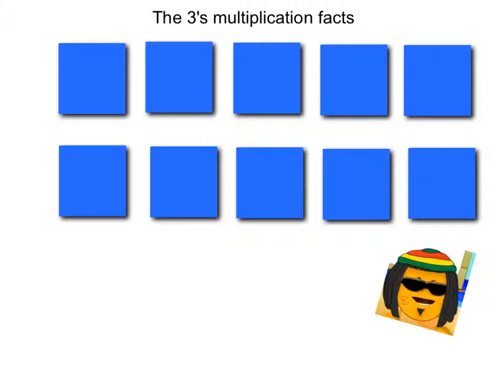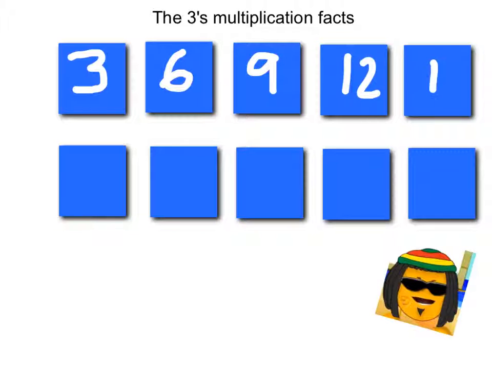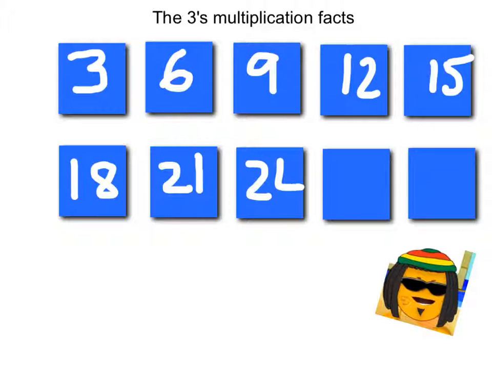Today we're going to review skip counting by 3 to help us learn our 3 times multiplication facts. So just like in the video, I'm going to skip count in 3 for each of these boxes. Ready? We start with 3, 6, 9, 12, 15, 18, 21, 24, 27 and 30. That's skip counting in threes.